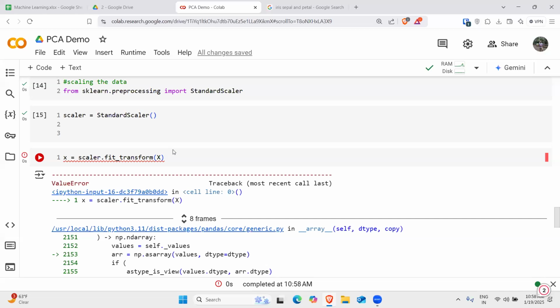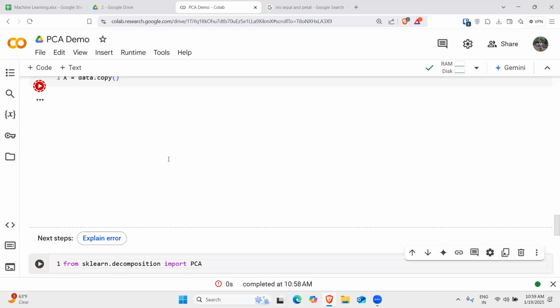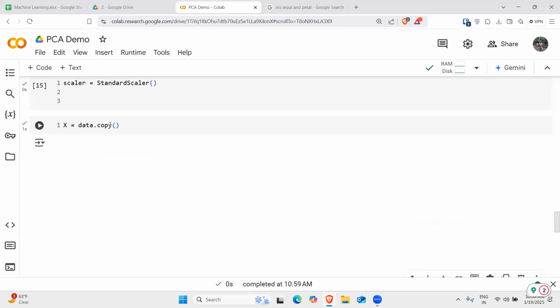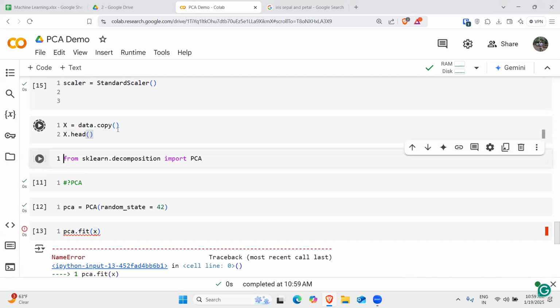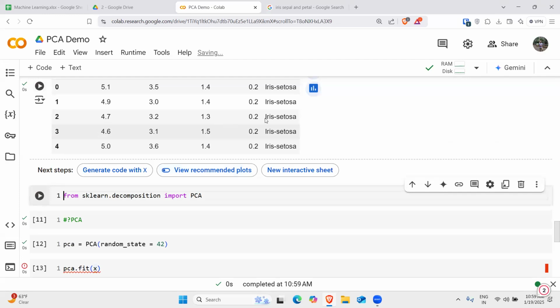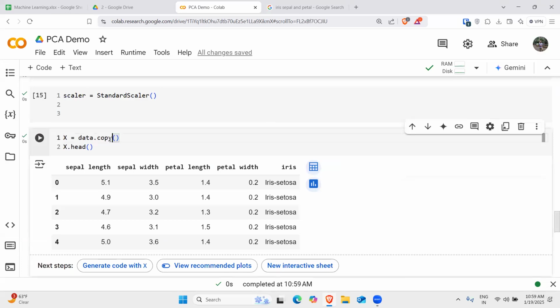Okay. So I should write down capital X is equals to data dot copy first. Right? And let's check what is there in X. We are trying to remove the string column, but it is not removed because we are not doing pop method. No, we'll drop this first.